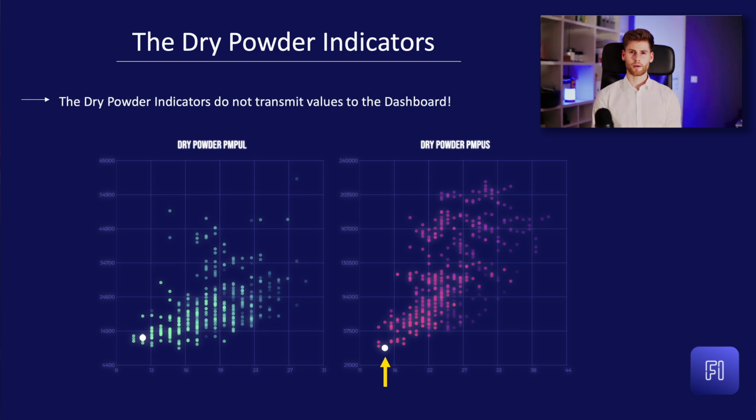The dry powder indicators are independent of the dashboard and do not transmit any values to it. They are used for a deep analysis of the respective market. In the following two videos, we now deal with the OBOS framework.